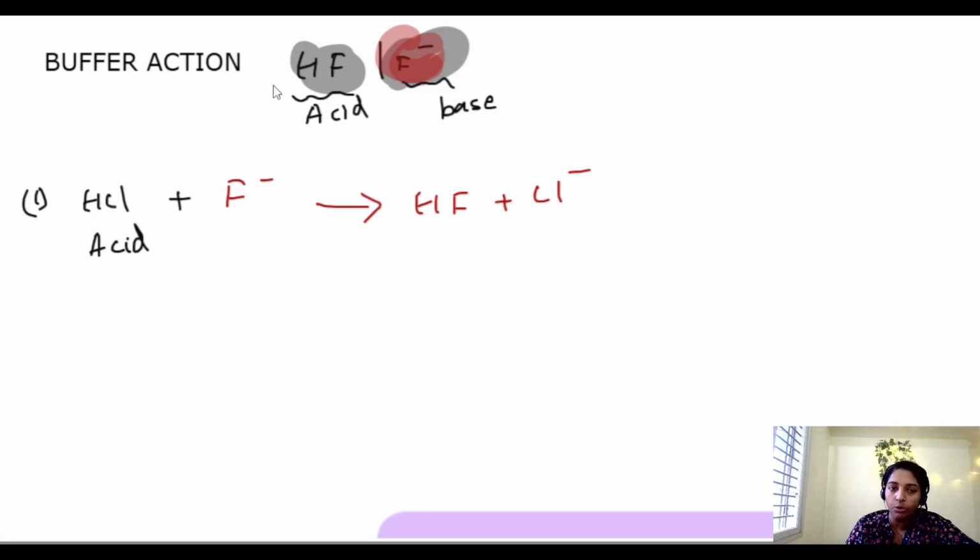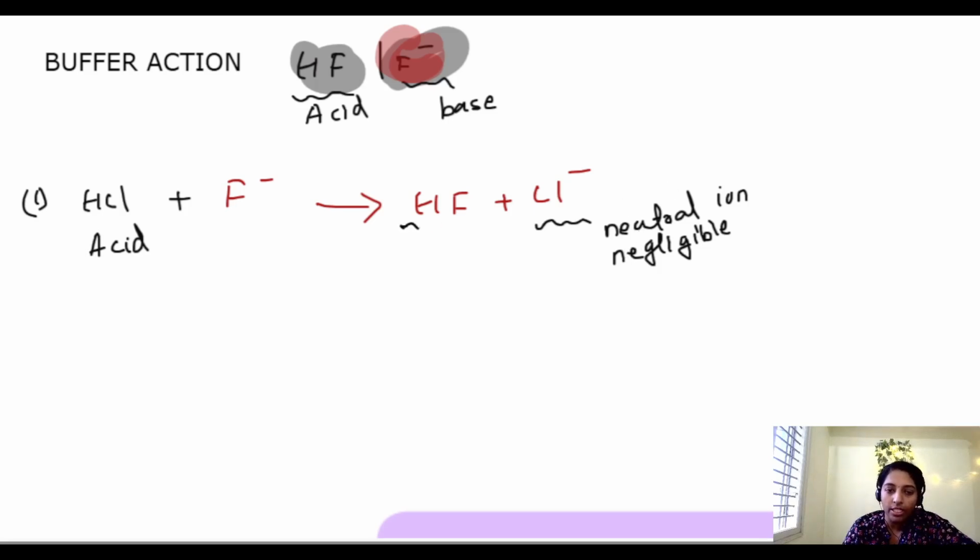So will they contribute anything to pH? See what the formed species are. Cl minus is a neutral ion. It's formed from a strong acid. Since it's formed from a strong acid, we know that its basic strength will be negligible, right? If you have any doubt, you can also see my salt video. So Cl minus is negligible, so it will not contribute anything to the pH, correct?